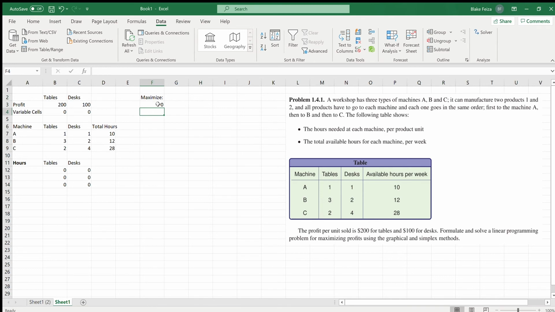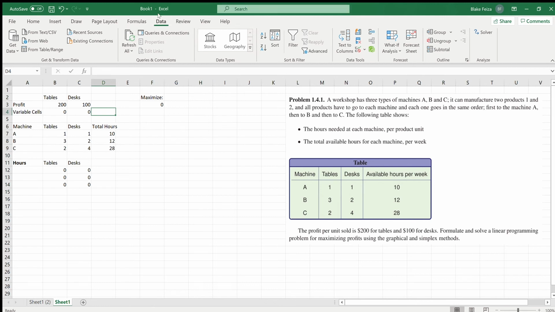What that's doing here is it's putting us at 0. But if we were to make one table here, since each table is a profit of $200, it's just going to be 200. Whereas if this was a 2, it would be 400. And if we had one desk, it would be 500 total. It just kind of works like that. So again, we're going to make these zeros for now.